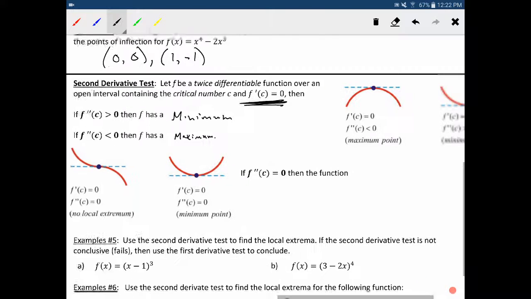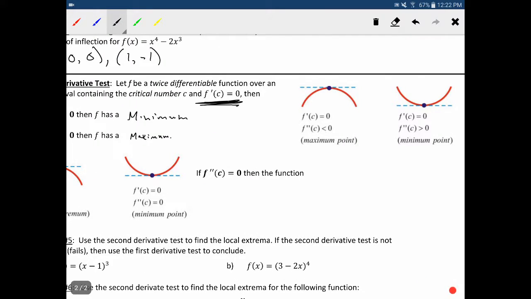What? Hold on. I read this wrong. Oh, whatever. Anyway, you understand. All right.